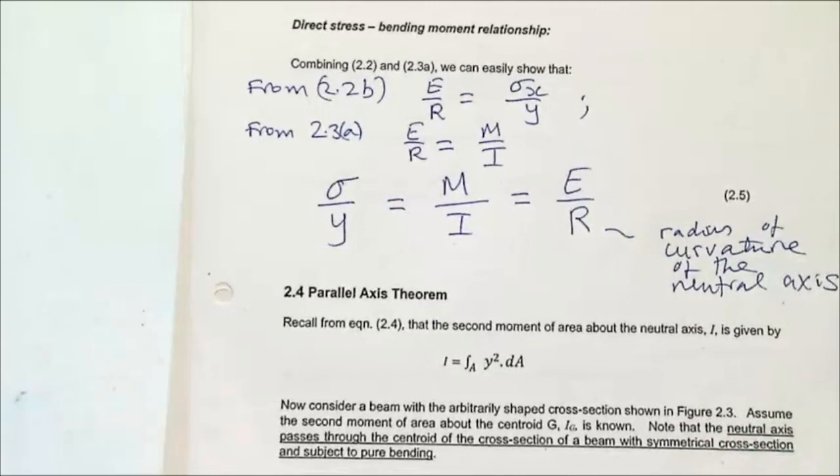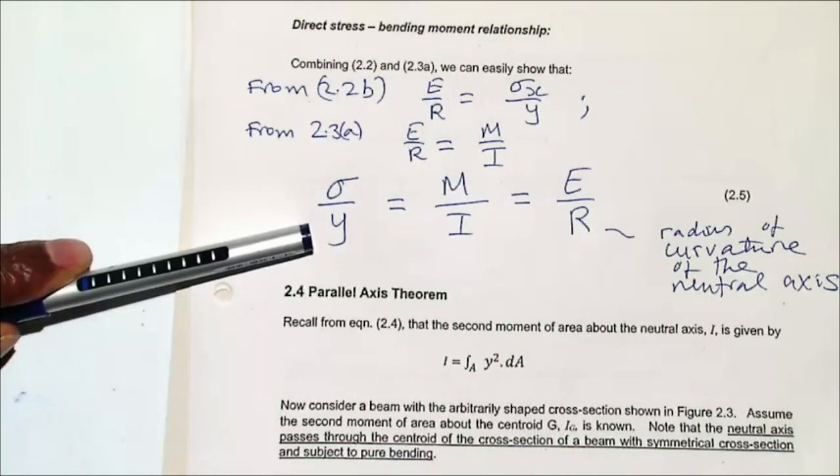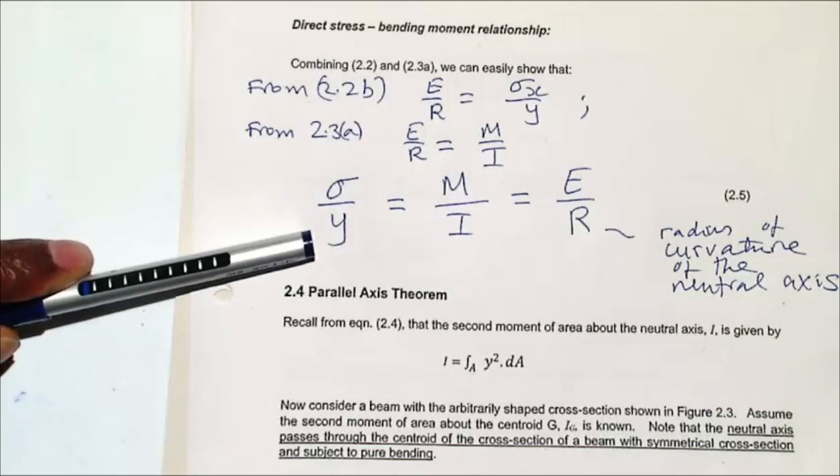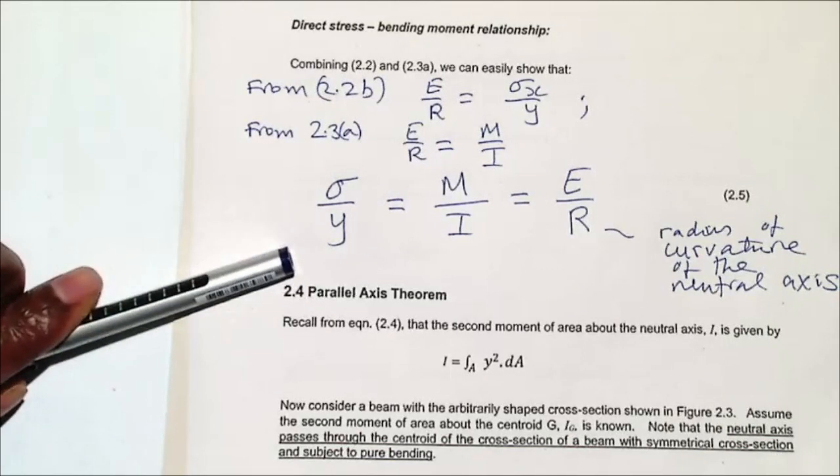And sigma is the stress that the applied bending moment is generating, but that stress will be evaluated at a particular distance from the neutral axis. So if I want to find the value of the stress at a distance of 1 millimeter from the neutral axis, then my y will be taken as 1 millimeter.